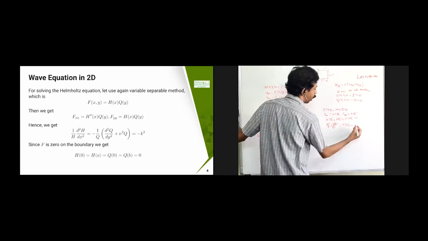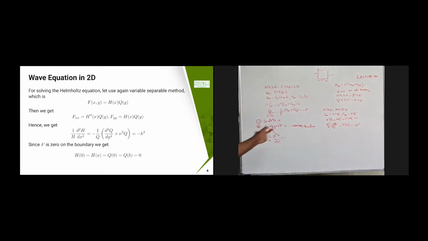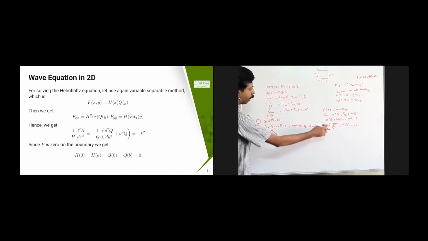So again, you can use the same logic. You are going to get minus k square. So therefore, you can just simplify this again. Okay, so you are going to get this equation, 1 by h into d square h. I'm going to write this as d square h by dx square. Substitute over there.